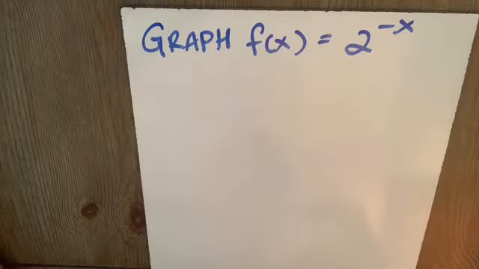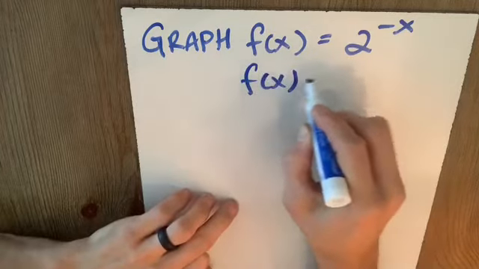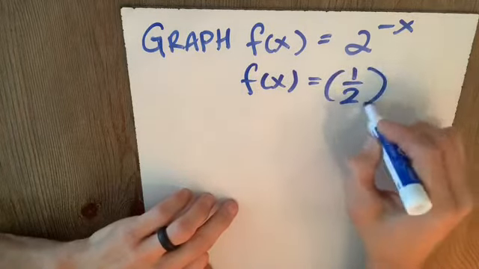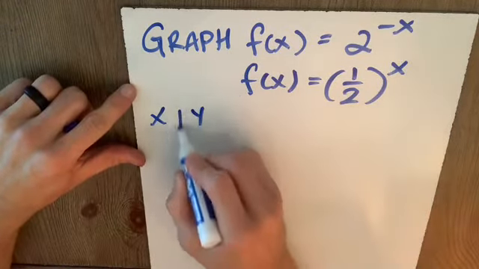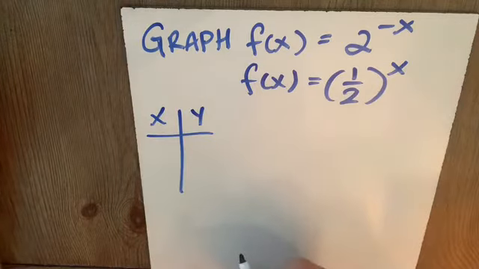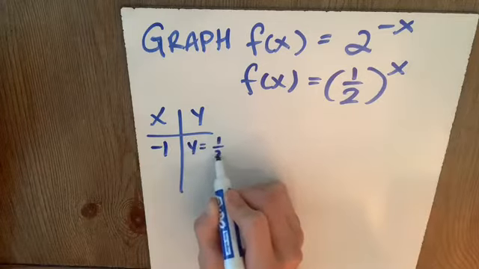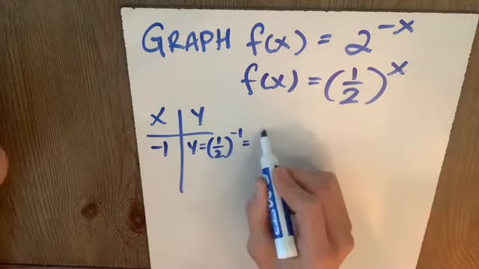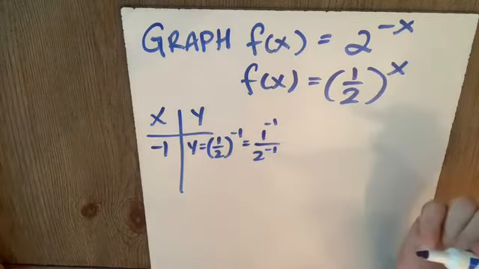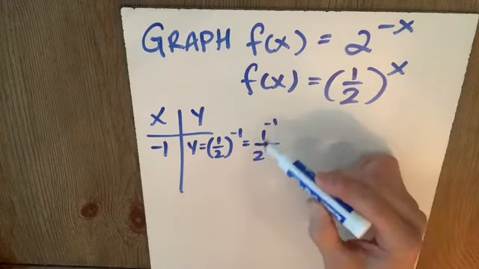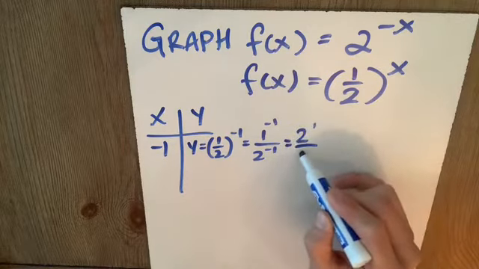I've already graphed this. Graph f of x equals 2 to the -x. But if we recognize that this is the same as f of x equals (1/2) to the x, we can then pick our magical points, x and y. If I say, well, x is -1, then I get y equals (1/2) to the -1, which is 1 to the -1 over 2 to the -1. Remember, this negative exponent just means I'm in the wrong place. If I'm above the division line, I should be below. If I'm below the division line, bring me up above. So this is 2 to the first over 1 to the first, which is 2.